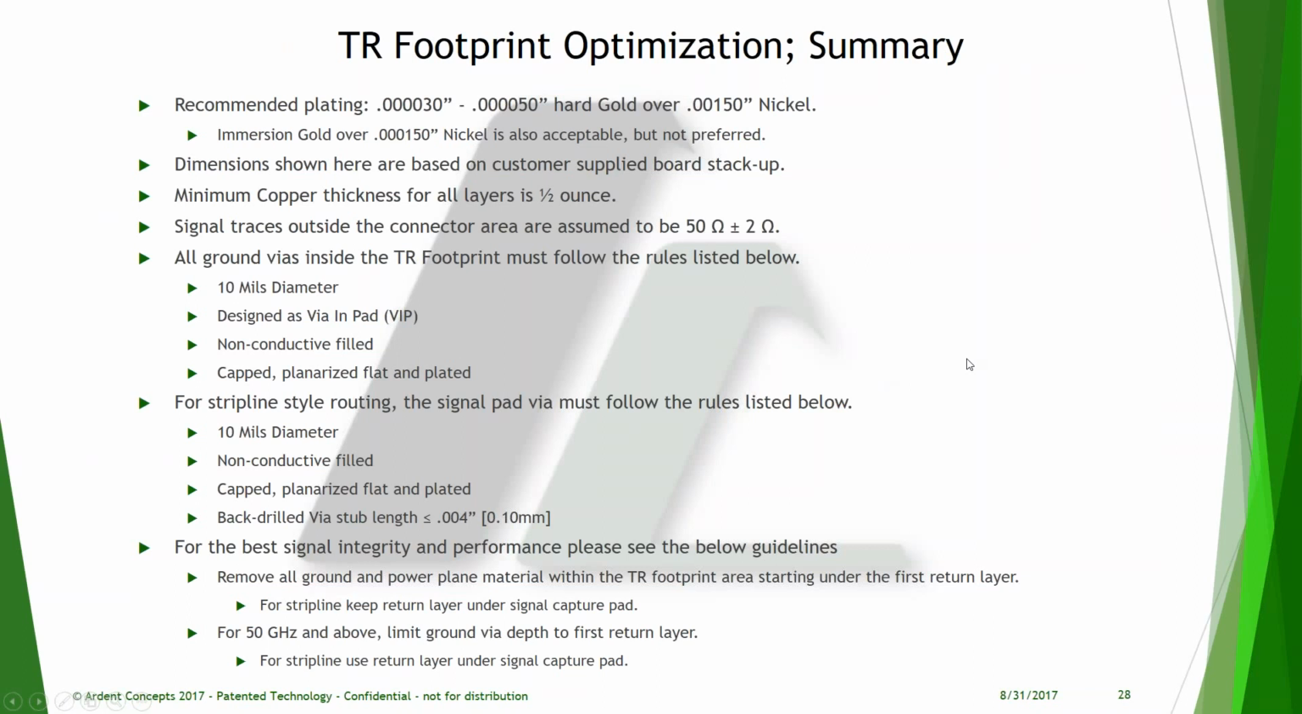Also, the other thing that we supply with the footprint optimization report is this quick summary page. This summary page is actually a copy of the first page of all the footprint design files. This contains the critical rules that are needed in order to lay out a footprint correctly and get your footprint successfully implemented. Some of those things are filled and plated vias, for example.